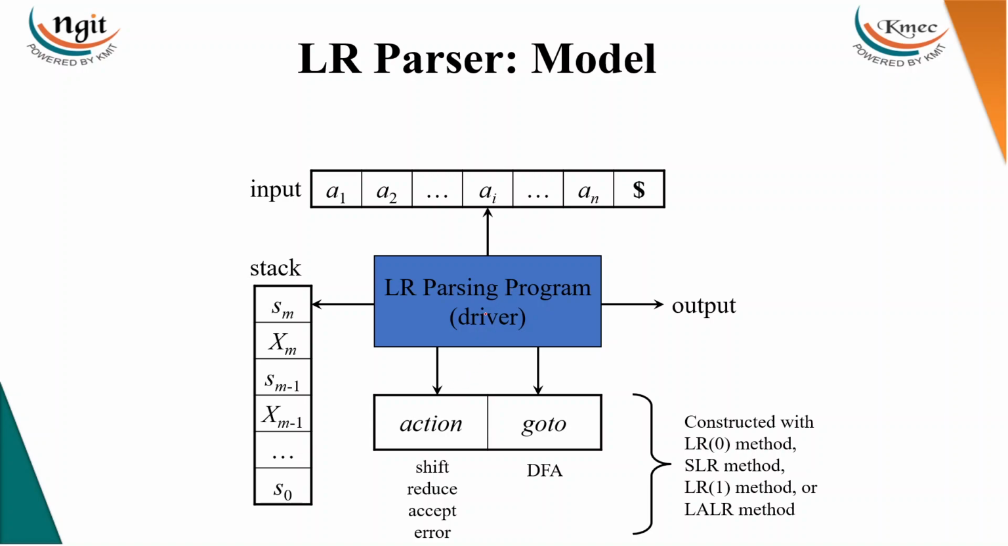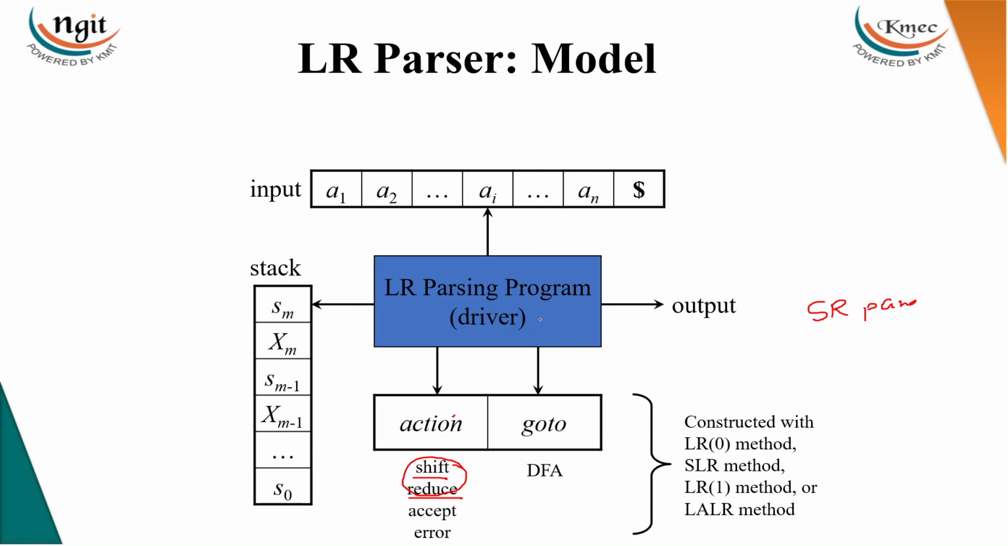Once the table is constructed with two sections, action and goto, here in the action table we are going to perform shift and reduce. That's the reason we call these parsers shift-reduce parsers, SR parsers. Other than that, we are going to perform two more actions, accept and error.